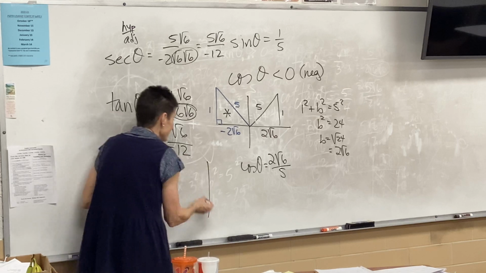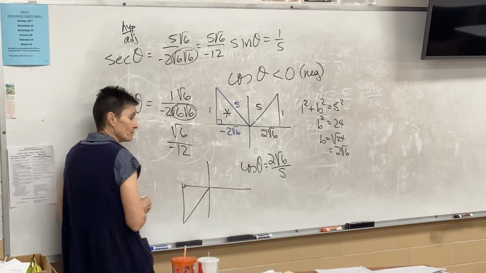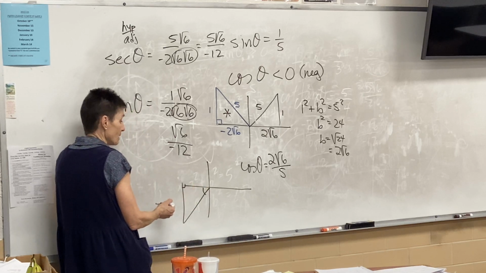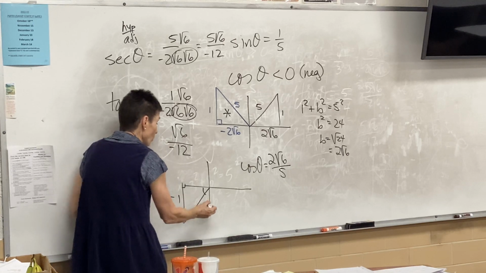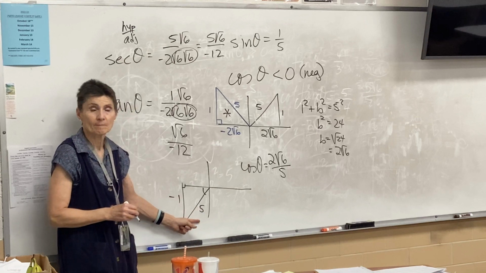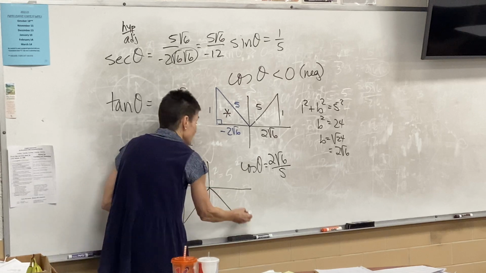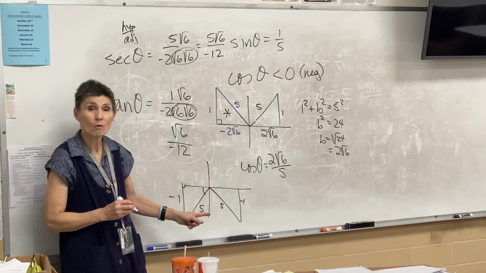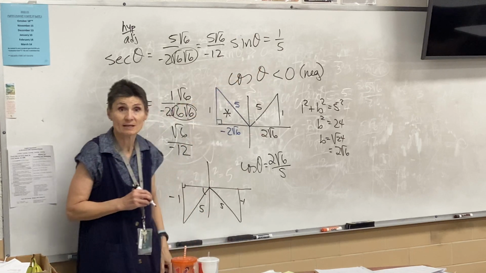Now some of you might be thinking, Mrs. Ford, why didn't you move it into quadrant 3? Well, I can't move it into quadrant 3 because in quadrant 3, the sine would be negative. It would be negative 1/5. I need it to be positive 1/5. How about quadrant 4? Same thing. I can draw a triangle in quadrant 4, but it will have a negative sine, and I need it to have a positive sine.